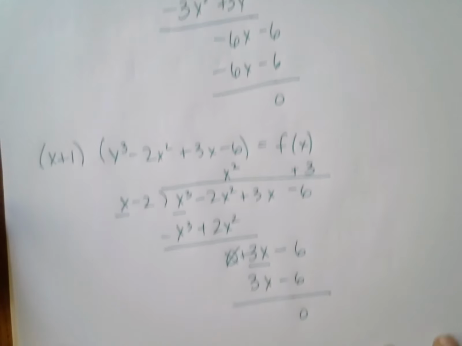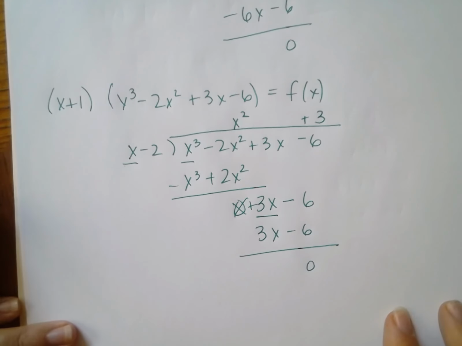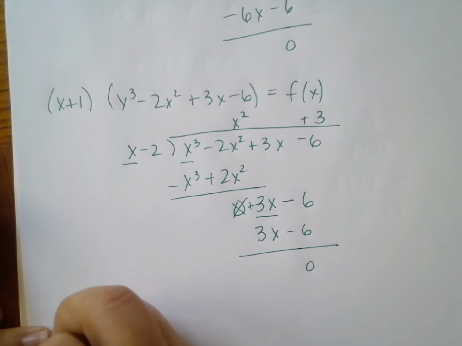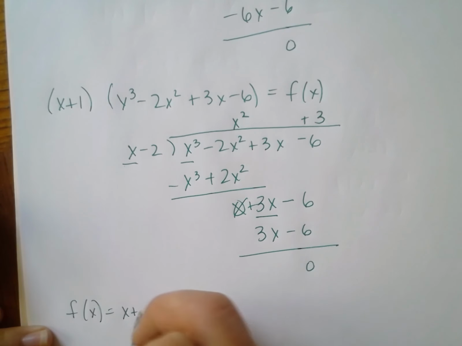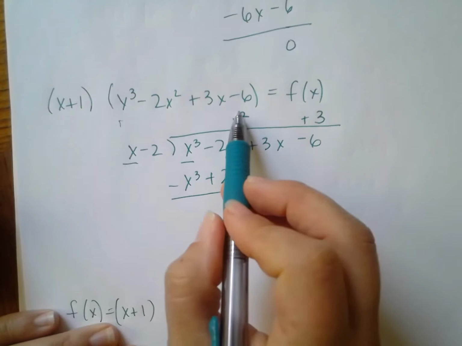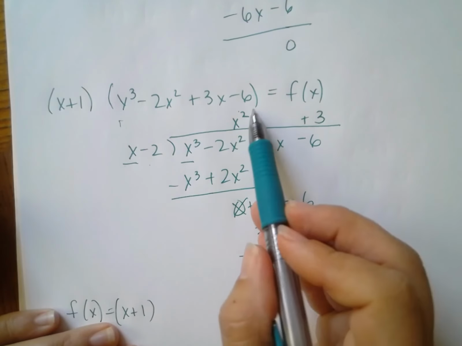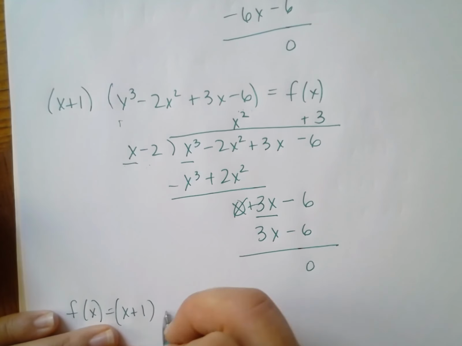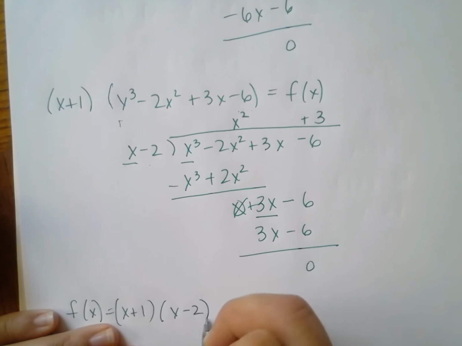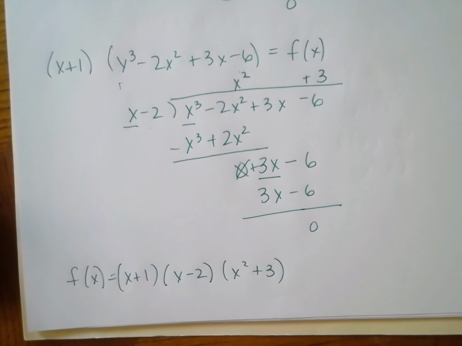Now I can write this as f of x is equal to x plus 1, which is the same, and now this is actually this times this. So I'm going to write in place of it x minus 2 times x squared plus 3. Now I'm as factored as I can do without being in the complex number system. We're not going to visit the complex number system, but it won't factor any further in the rational numbers.